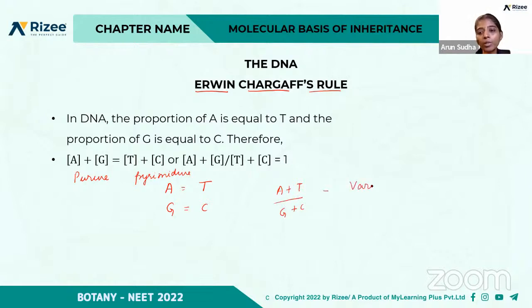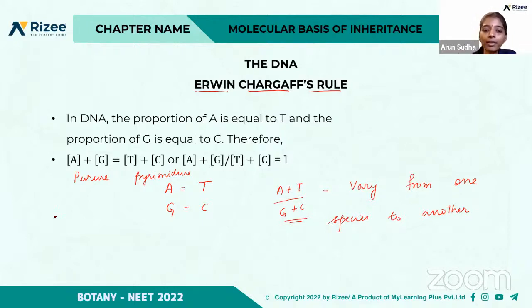But if you take the content of A plus T by G plus C, it may vary from one species to another, but it is constant for a given species. For example, in some cases they will be AT rich, that is, the base ratio will be greater than 1 if they are rich in AT sequences. But in some cases, GC rich, then the base ratio will be less than 1. So it depends on the ratio.